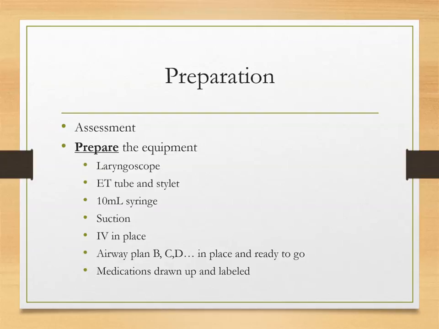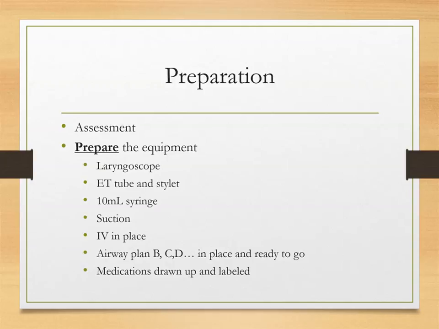Okay, so let's start with first, preparation. So first thing we want to do is make sure that we've done a thorough assessment of our patient. And we've looked at their airway and we know that we're good to go there. Second thing is prepare the equipment. Again, you should have already checked out your equipment at this point, but now that you know that you're going to be doing this RSI procedure, you want to make sure to prepare your equipment.